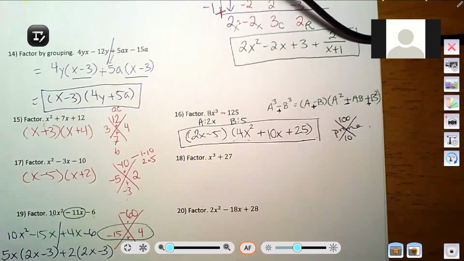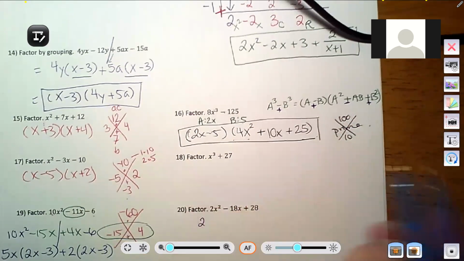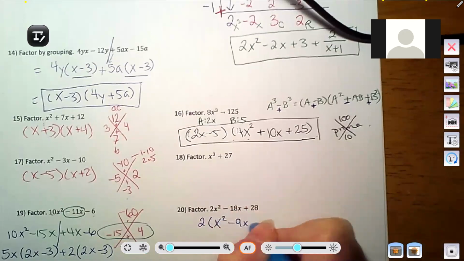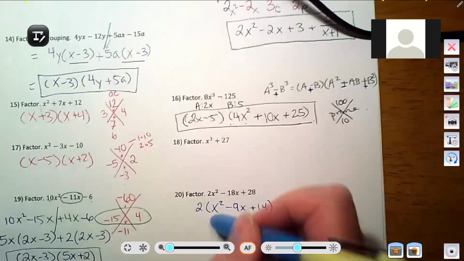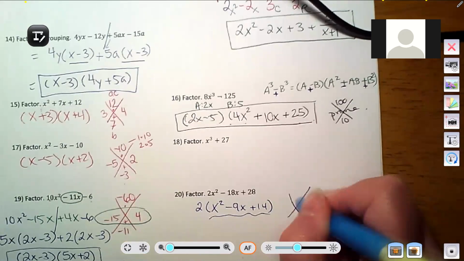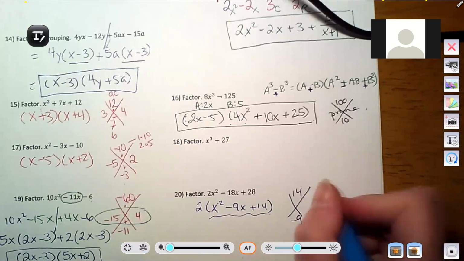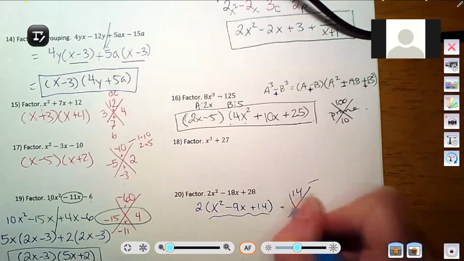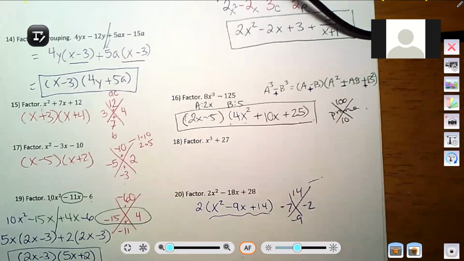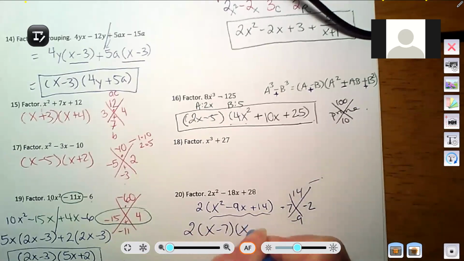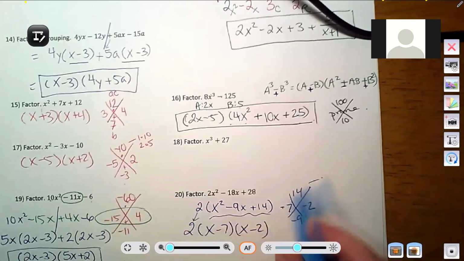Number 20 is mentioned here because of being able to factor out a common factor of 2. And what's nice now is that it looked like I had an a that was not 1, but when I'm factoring my trinomial, the a now is 1. So it's just 14, negative 9. What works? It's positive and negative here, so both of these are negative. And 7 and 2. So x minus 7, x minus 2. This 2 is still a factor. It comes straight down.